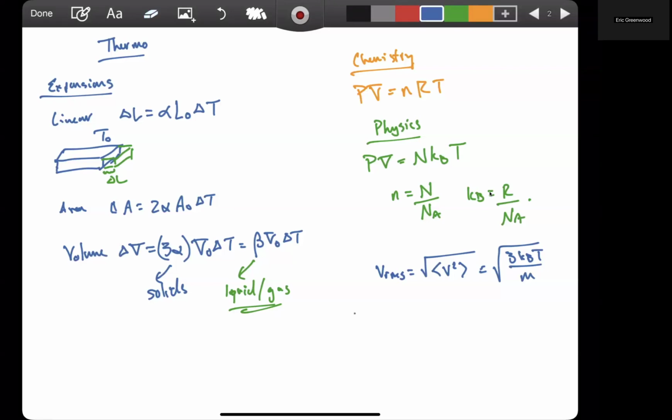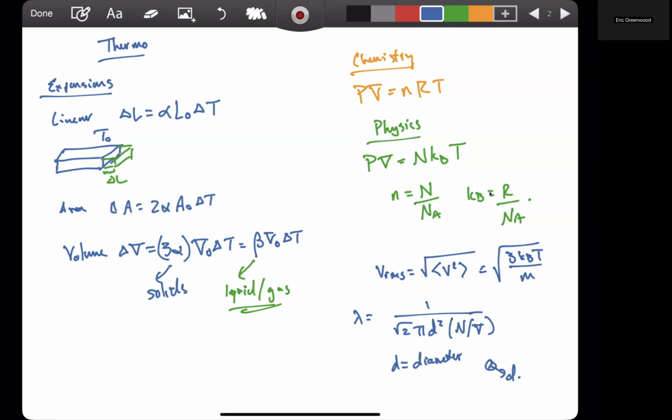Next up, we have mean free path. The mean free path is equal to 1 over the square root of 2 times pi times the diameter squared times the number of particles per unit volume. In this case, d is equal to the diameter of the object. So if this is my object, then d here is the diameter.